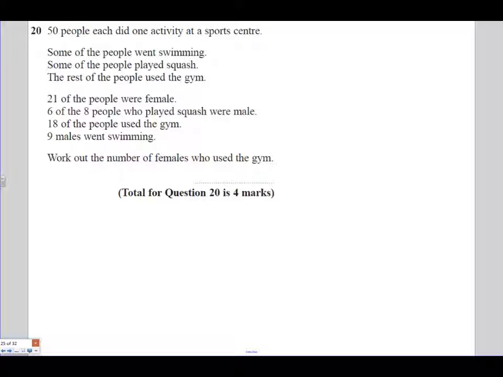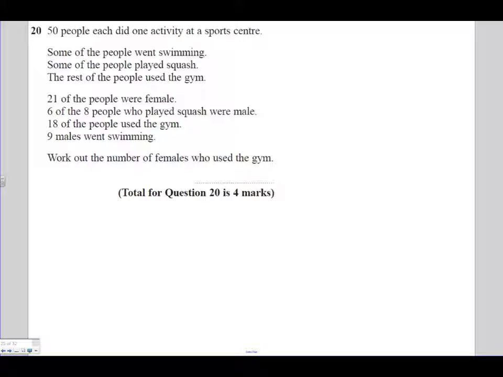Question 20. 50 people each did one activity at a sports centre. Some went swimming, some played squash, and others went to the gym. 21 people were female, 6 of the 8 people who played squash were male, 18 people used the gym, 9 males went to swimming. Work out the number of females who used the gym.